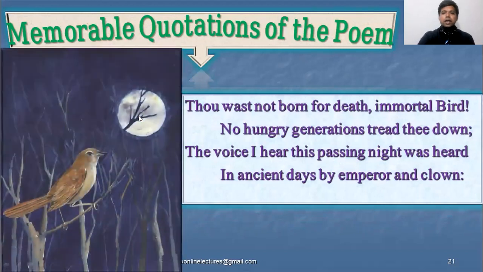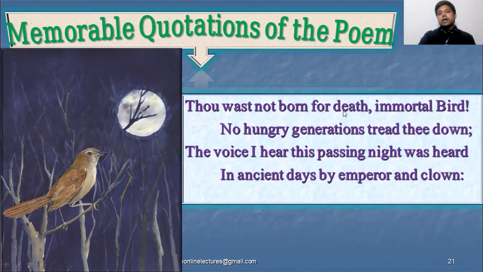Another memorable line here I will show you: "Thou wast not born for death, immortal bird. No hungry generation treads thee down. The voice I heard this passing night was heard in ancient days by emperor and clown." Here you will find the glorification of the immortal bird, that is the nightingale. Here the writer says that thou, you nightingale, the personification, wasn't born for death.